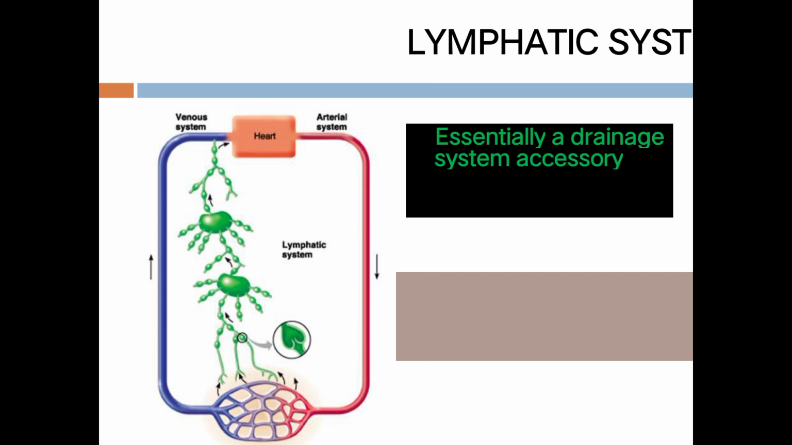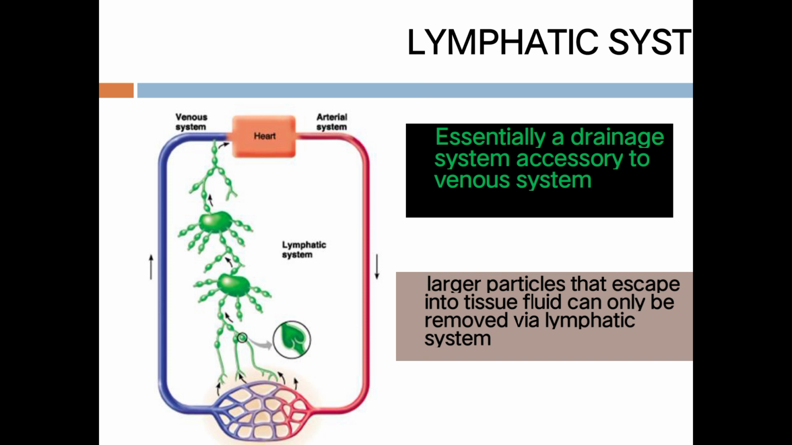So essentially, it is a drainage system accessory to the venous system. The venous system is a system of organs that include the heart and blood vessels, which is circulated throughout the entire body of a human or other vertebrate. Larger particles that escape into tissue fluid can only be removed via the lymphatic system.